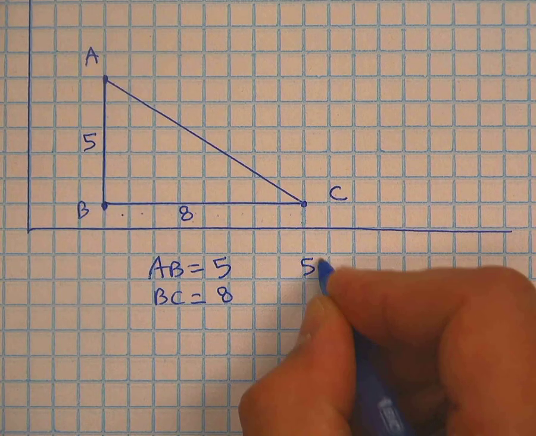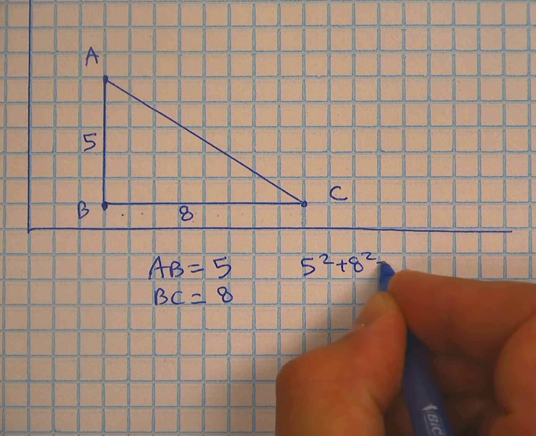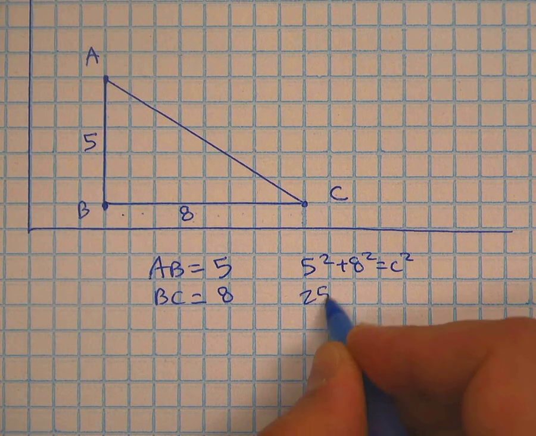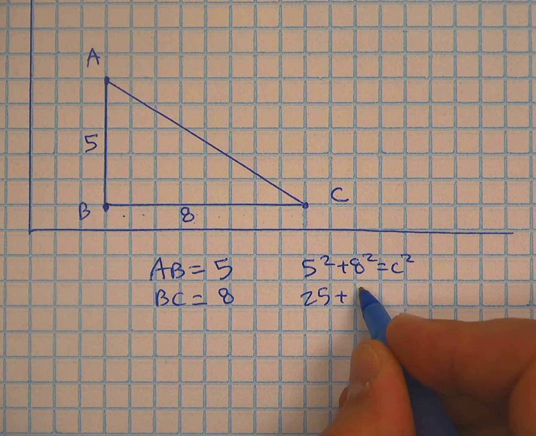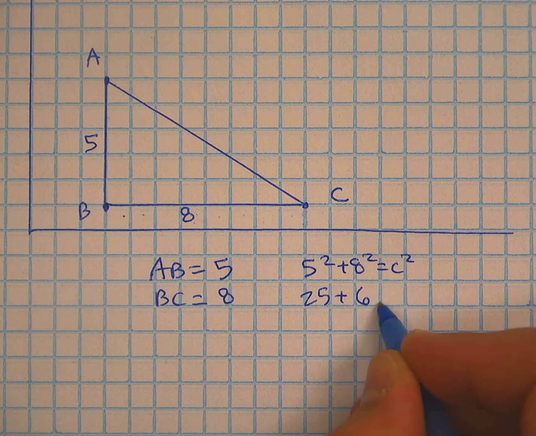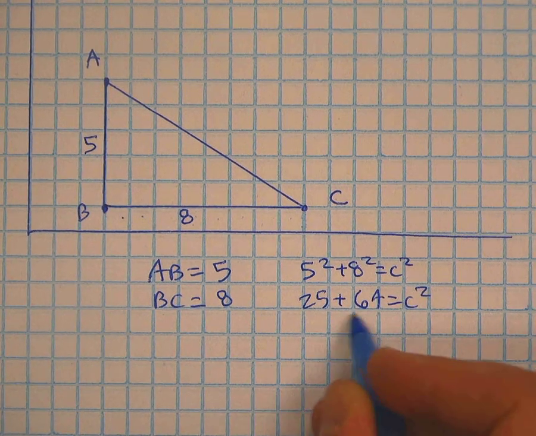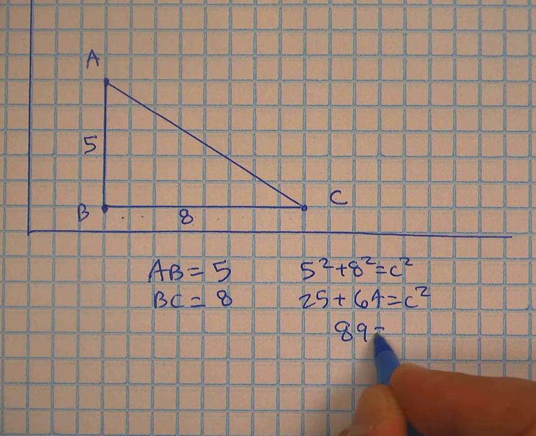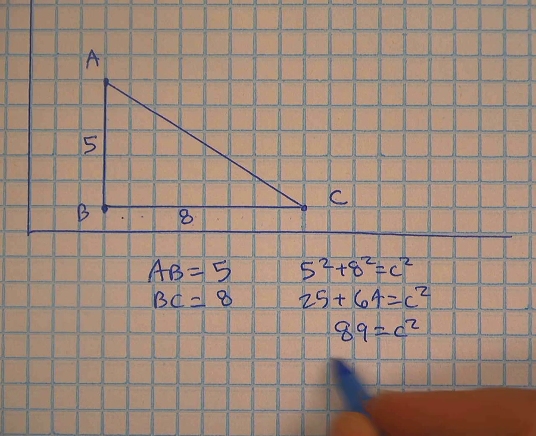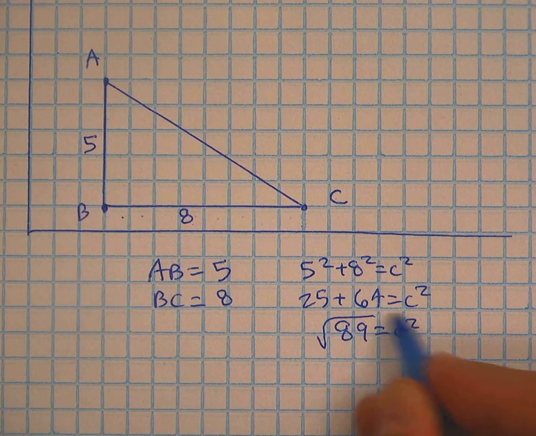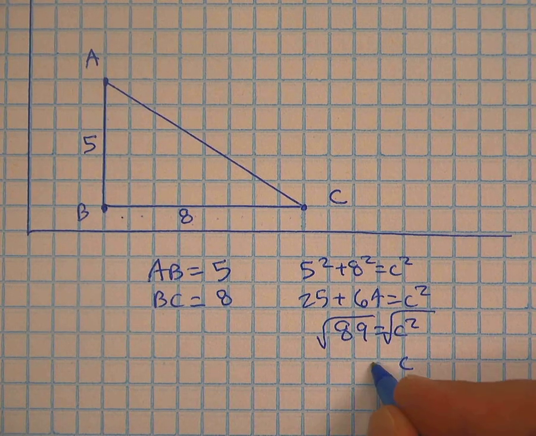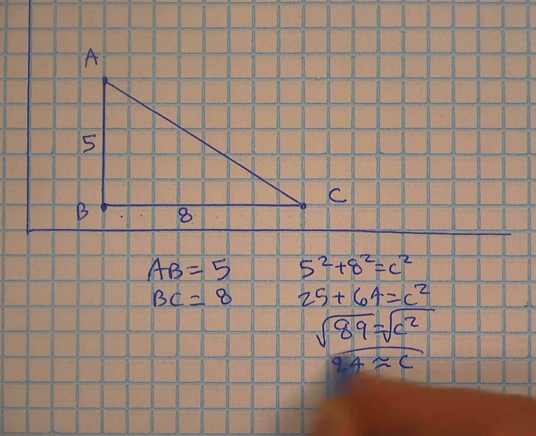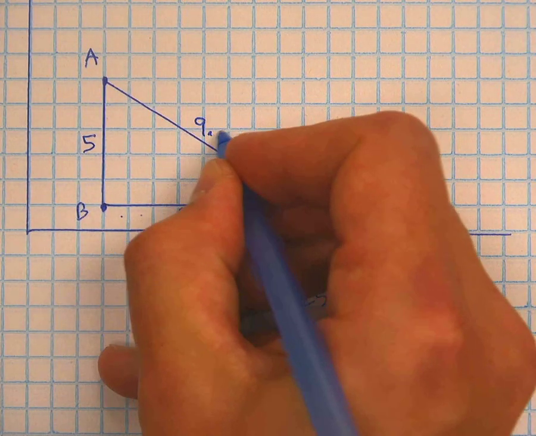I'm going to say 5 squared plus 8 squared equals C squared. 5 squared is equal to 25. 8 squared is equal to 64. And I add these together, I get 89 is equal to C squared. So C is about 9.4, so I'm going to put 9.4 right here.